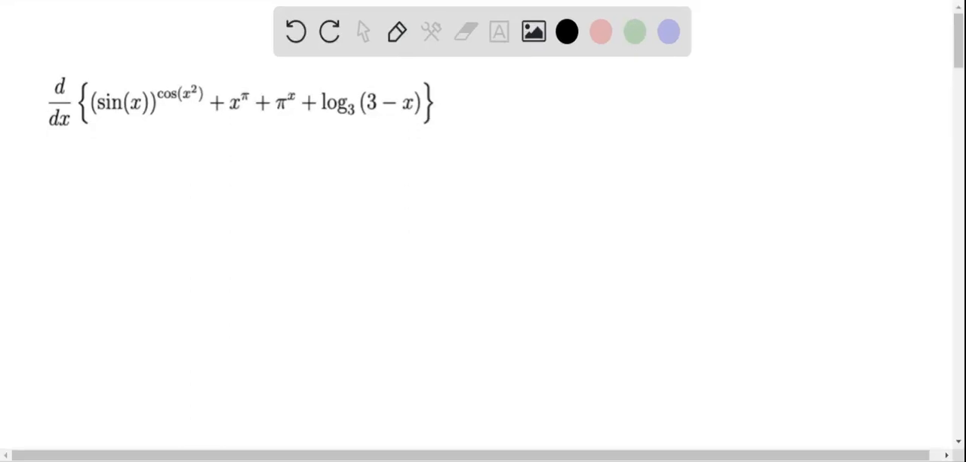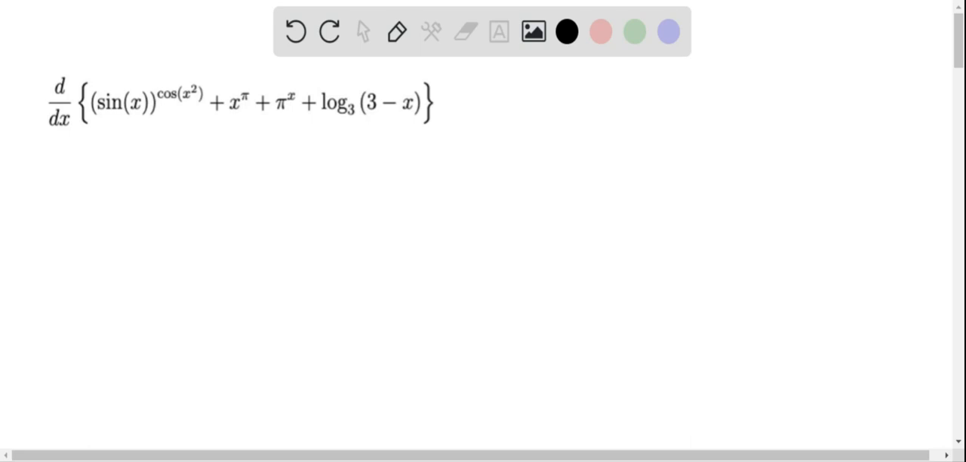We will now find the derivative of this expression. So we have the derivative of sin x raised to the power of cos x squared, plus x to the power pi, plus pi to the power x, plus log of 3 minus x to the base 3. So basically we have to find the derivative of an expression which has about four terms.